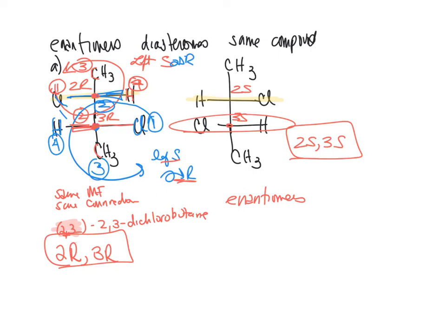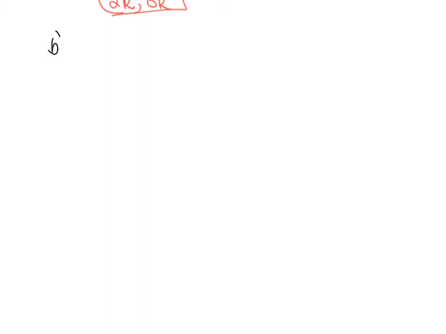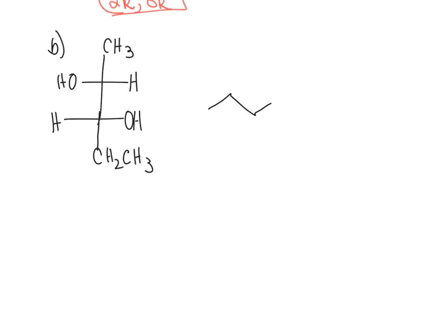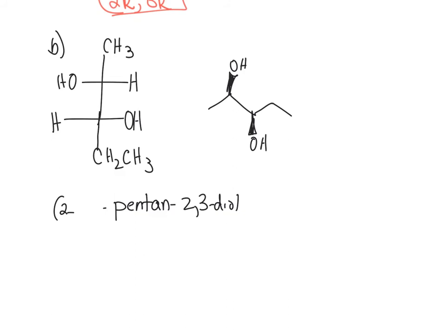All right, let's go on to B. All right, so we need to kind of number these. So we have 1, 2, 3, 4, 5. So this is pentane. We're going to drop the E, and we have 1,2,3-diol. And we need to figure out what the 2 is and the 3 is, okay? So this is carbon number 2, and this is carbon number 3.